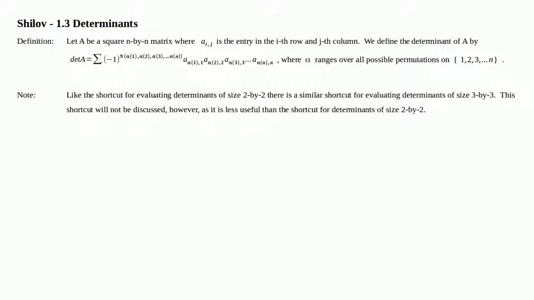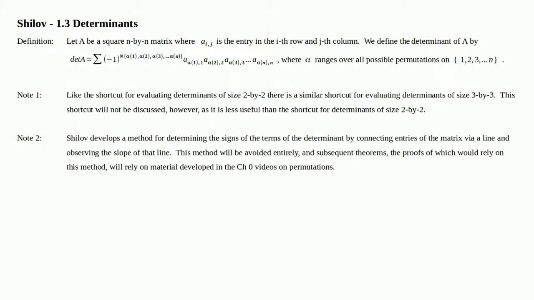And wrapping it up here, I did want to note, like the shortcut for evaluating determinants of size 2 by 2, there is a similar shortcut, not the same, but a similar shortcut for evaluating determinants of size 3 by 3. This shortcut will not be discussed, however, as it is less useful than the shortcut for determinants of size 2 by 2, and frankly, we're going to have other methods for calculating the determinant that'll work as well, as long as you know what you're doing.